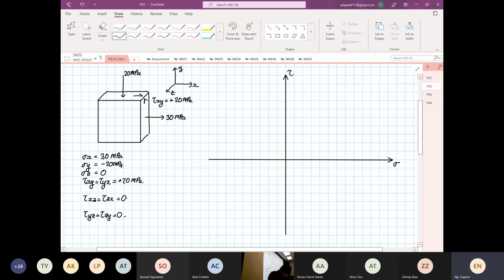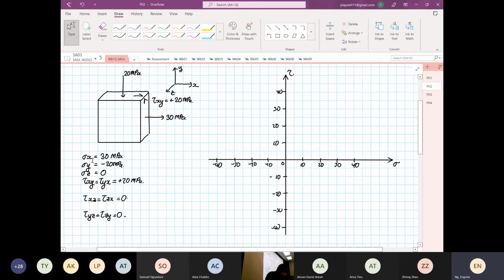This is our shear stress. Okay, so we'll call this minus 10, minus 20, 10, 20, 30, minus 30, minus 40, 40, 0, 10, 20, 30, 40, minus 10, minus 20, 30, minus 40. Okay, so still the same.